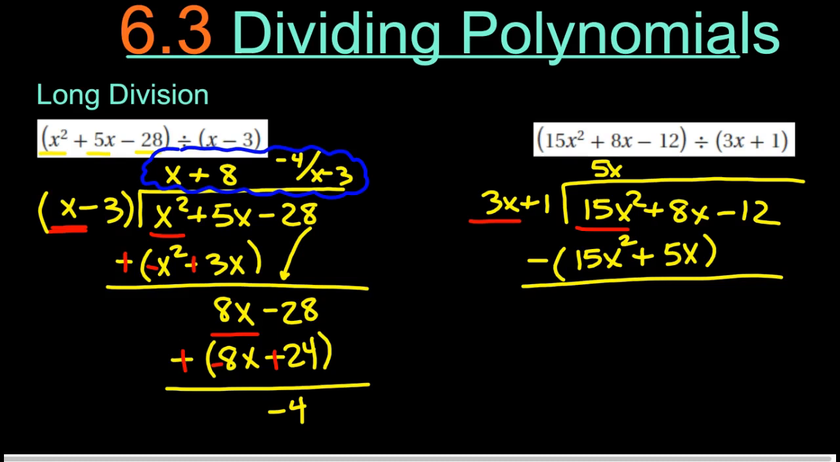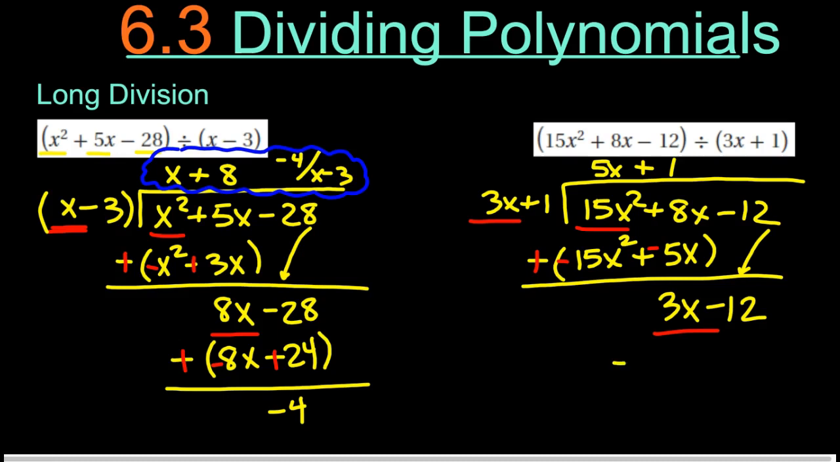Change the minus to a plus and change all the signs, right? So don't forget to change all the signs. And that leaves us with an 8x minus a 5x for a total of 3x. Bring down the negative 12. Start the process over. What times 3x is 3x? That's a 1. Don't let it be too easy, it screws you up.